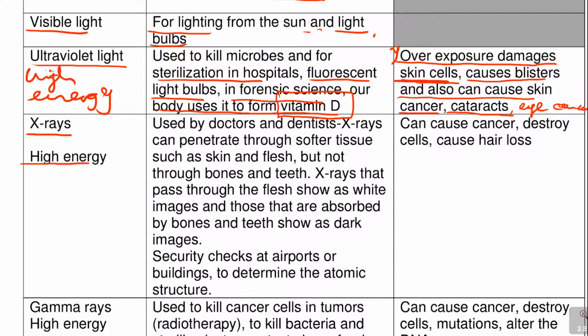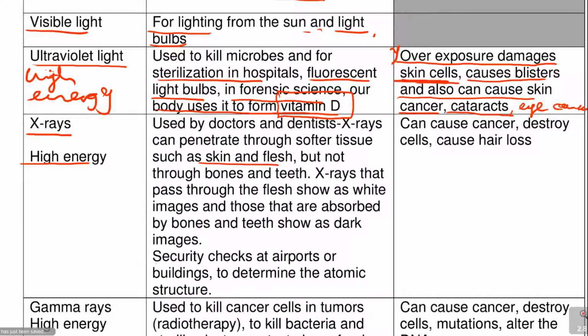X-rays, these are high energy again, used by doctors and dentists. X-rays can penetrate through the softer tissue such as the skin and flesh, but not through the bones and teeth. X-rays that pass through the flesh show as white images, and those that are absorbed by the bones and teeth show as dark images. So that's how they check if you have a broken bone or a fractured bone, and like that.